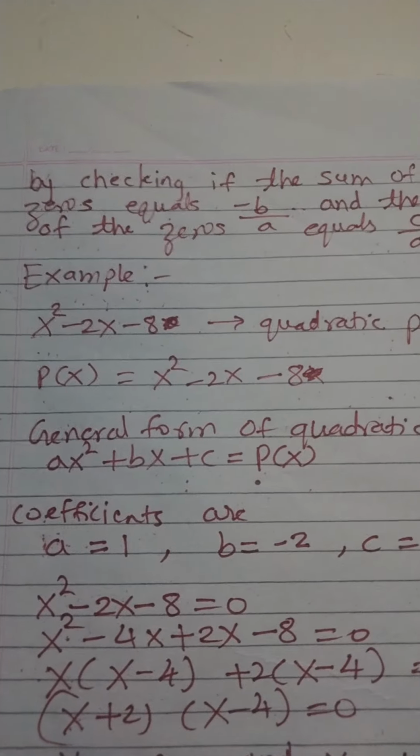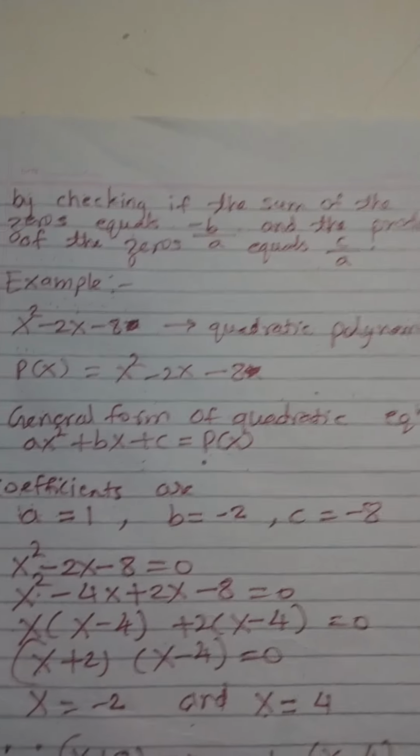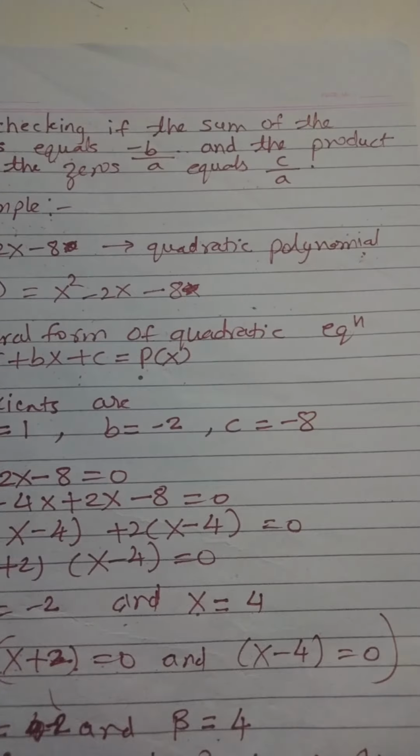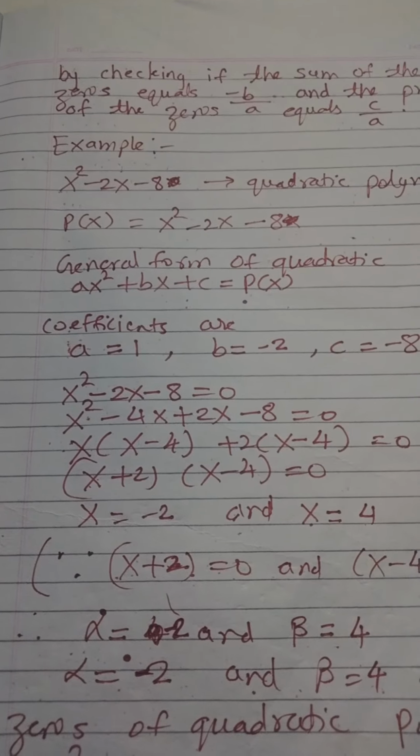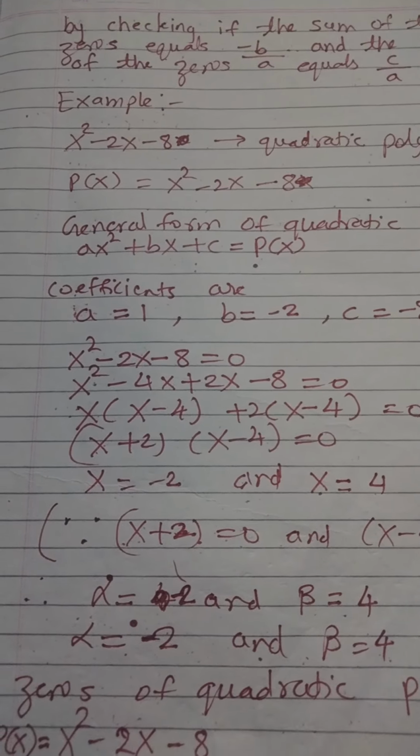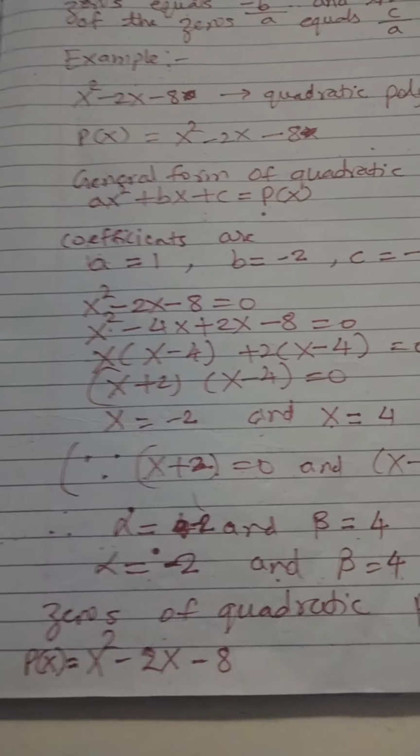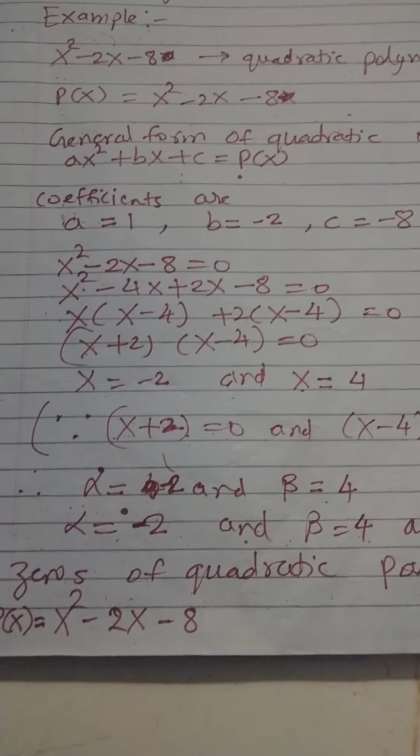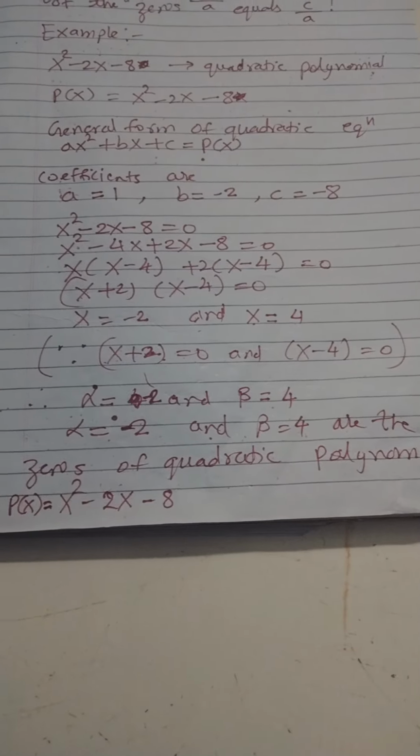Now comparing these coefficients with the equation ax square plus bx plus c, which is the general form of the quadratic equation, we get a is equal to 1, b is equal to minus 2 and c is equal to minus 8. So we can write x square minus 2x minus 8 equal to 0. Now we can find the zeros of the quadratic polynomial using factoring or splitting the middle term. So after doing this method, we get alpha is equal to minus 2 and beta is equal to 4, which are the zeros of this quadratic polynomial.